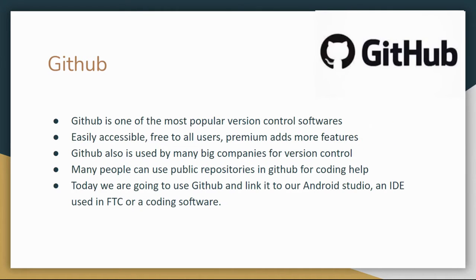GitHub is the repository we'll be using today. GitHub is one of the most popular version control softwares, easily accessible, free to all users. And if you buy the premium version, you can also get more features. GitHub is also used by many big companies for version control. Many people can use public repositories in GitHub for coding help. Today, we are going to use GitHub and link it to Android Studio, the IDE we use in FTC.